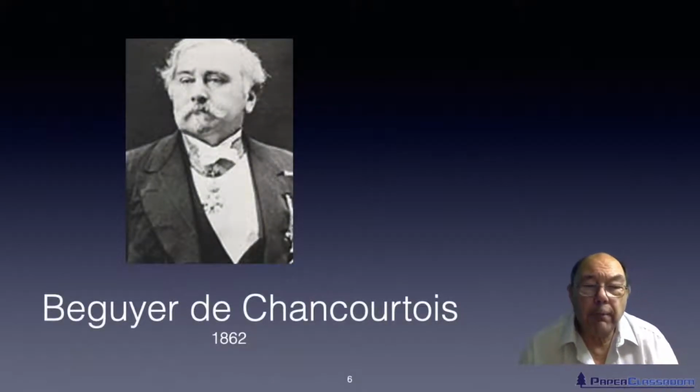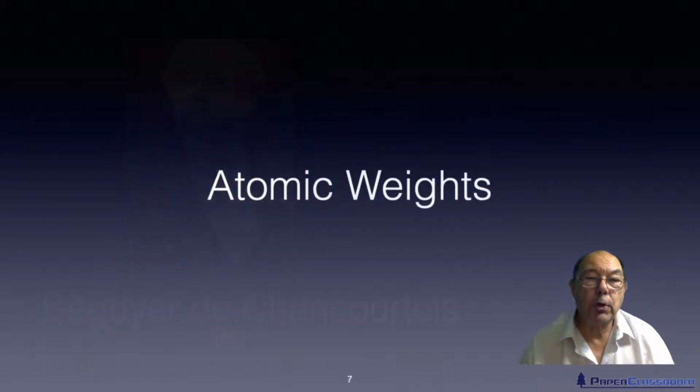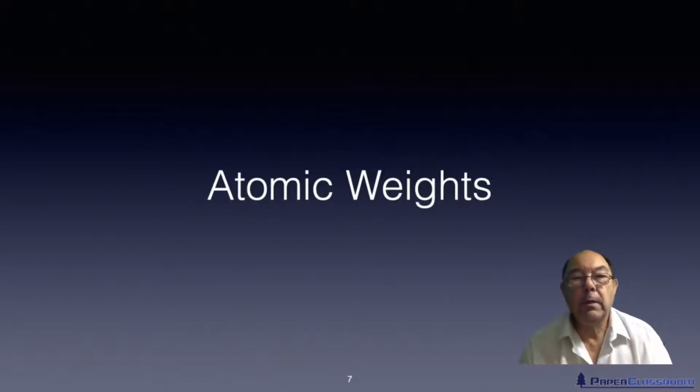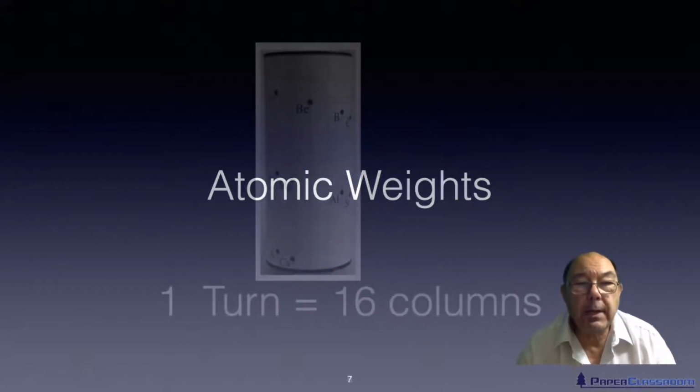And this was a French gentleman, Beguier. In 1862, he was the first person who actually took all the elements that were known at the time and listed them by their atomic weight. Before, people were just looking at properties, but he said, no, we've got a good idea of what their atomic weight is. Let's list them by atomic weight and see what we can see.